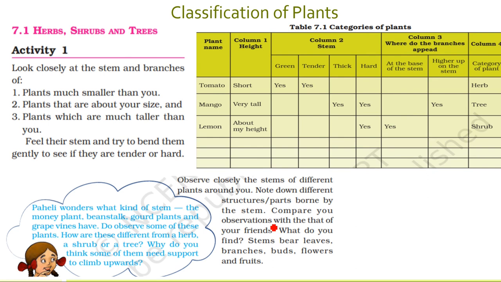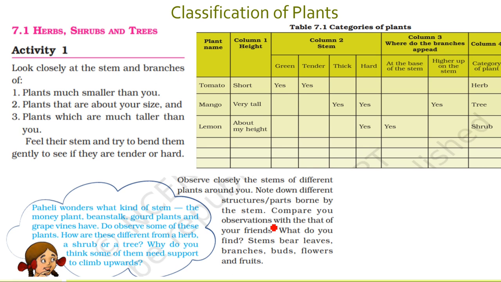Yes, activity 1 of your chapter is asking you to observe some plants around you. Then you will see that some plants are smaller than you, some are about your size, and some plants are much taller than you. So on the basis of this, we have 3 examples from our surrounding: tomato, mango, and lemon. We will study about their height, stem, and the branches. Yes, in tomato, the plant is short, the stem is green and tender, and it is categorized under herb.